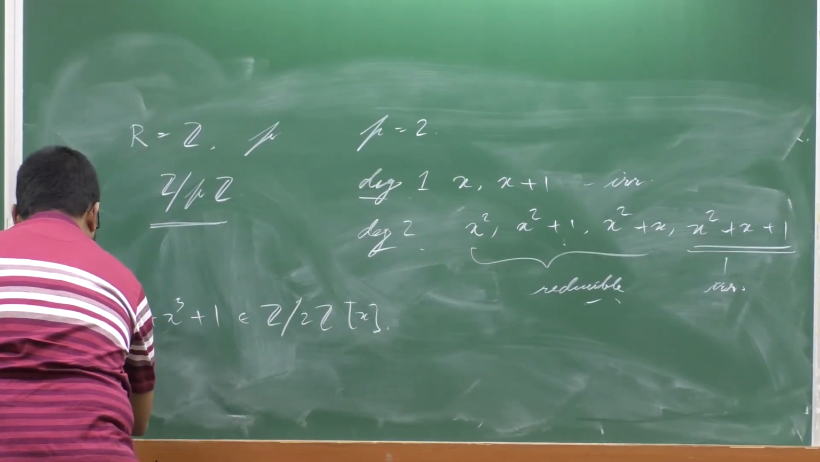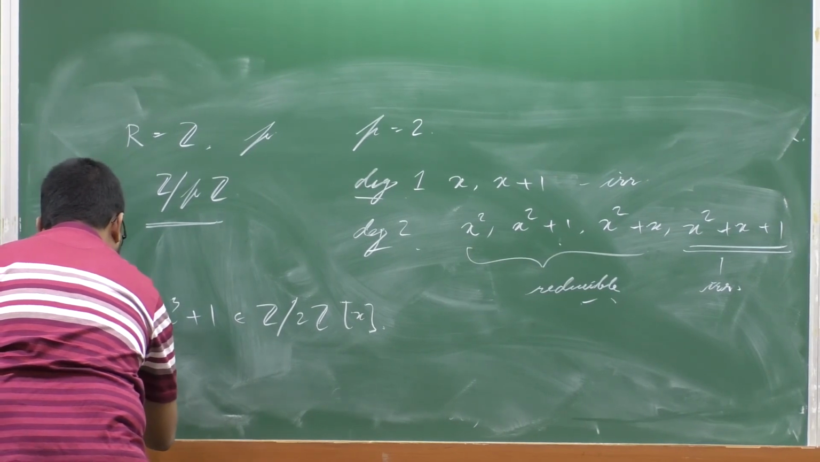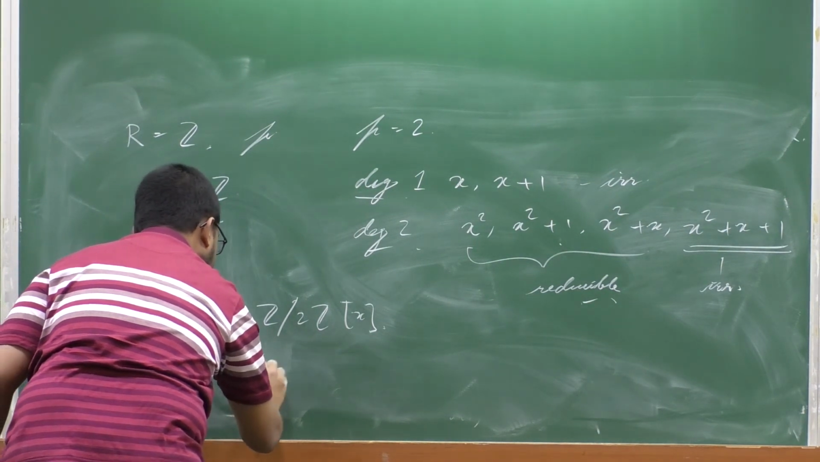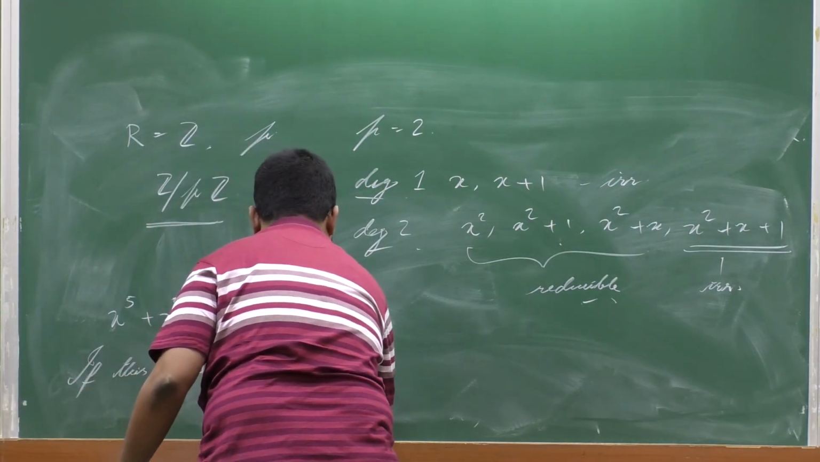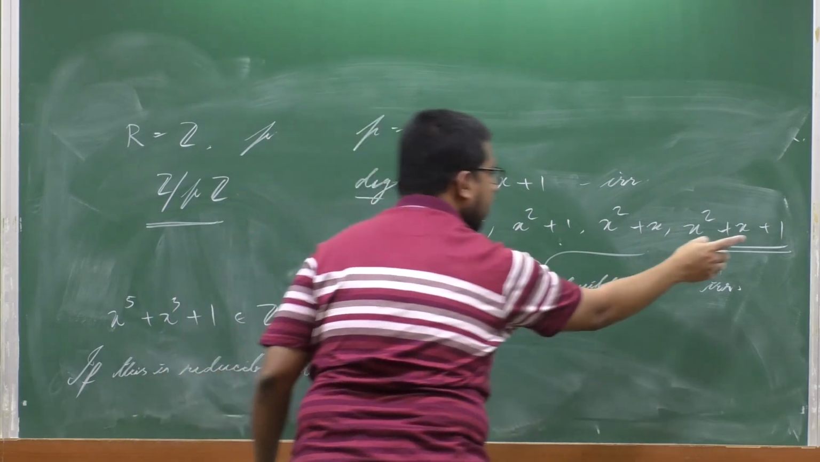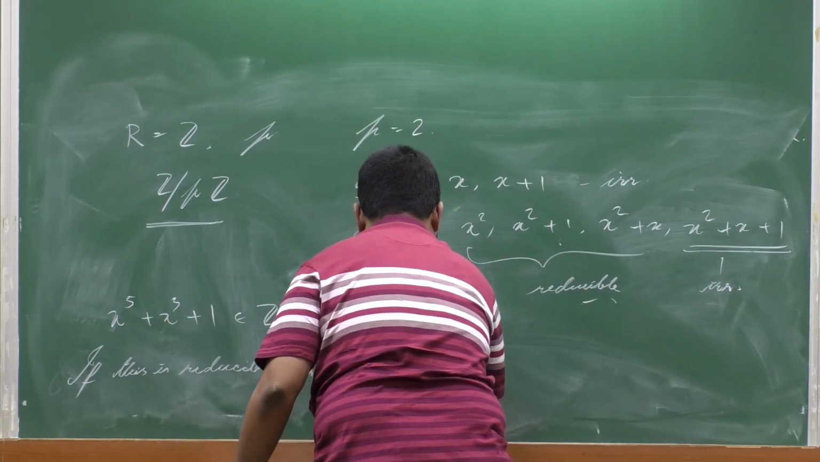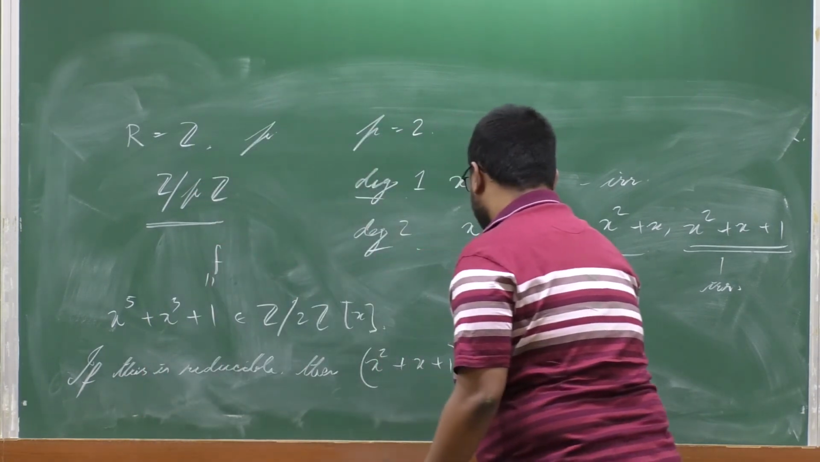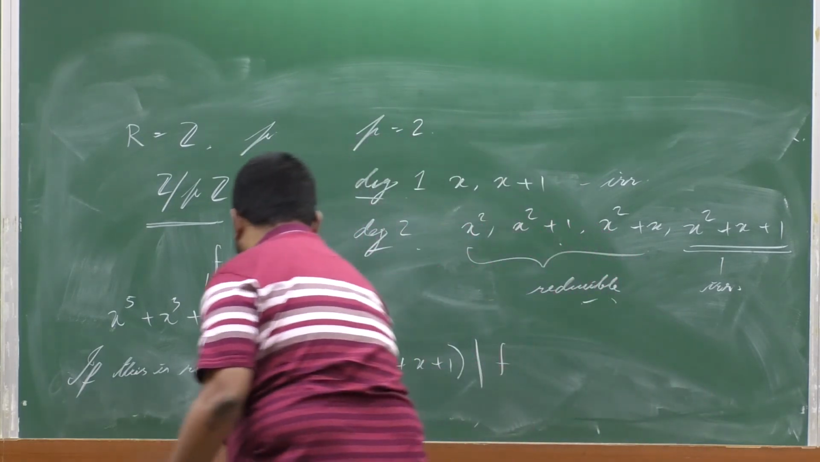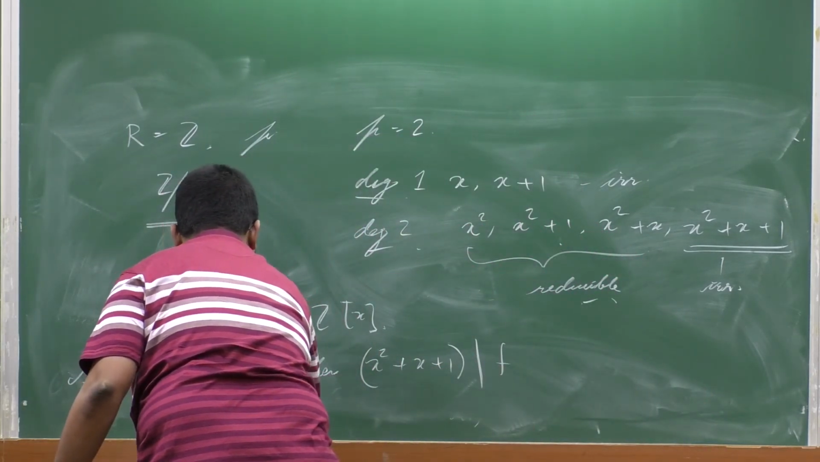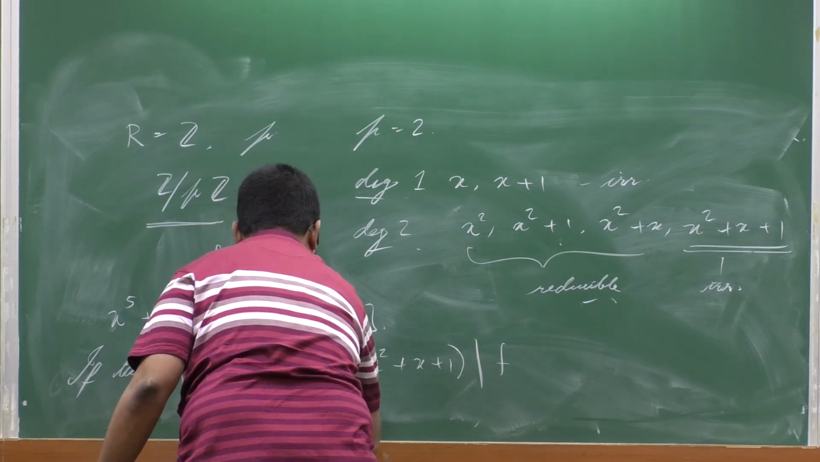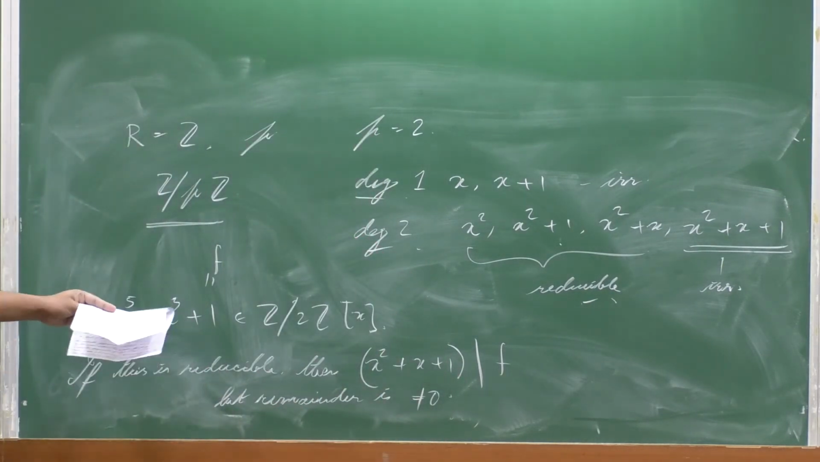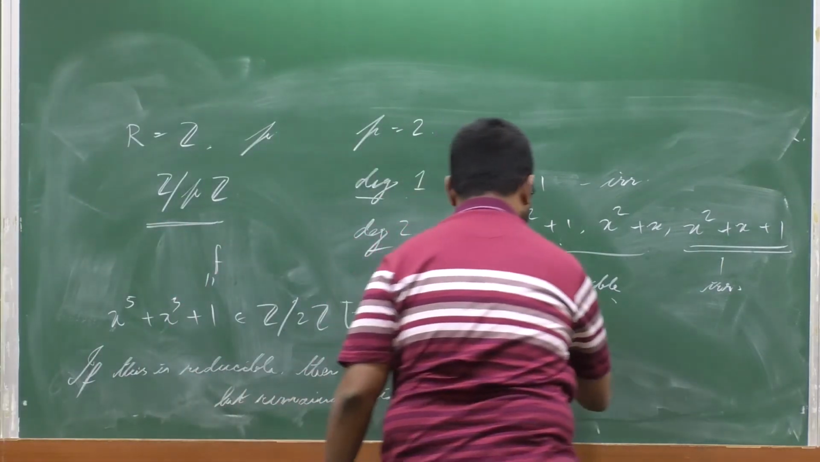So this forces, if this is reducible, that we have exactly one irreducible factor of degree 2. This must divide the given polynomial, but this is not possible because you can easily see that the remainder is non-zero. Therefore this shows it is irreducible.